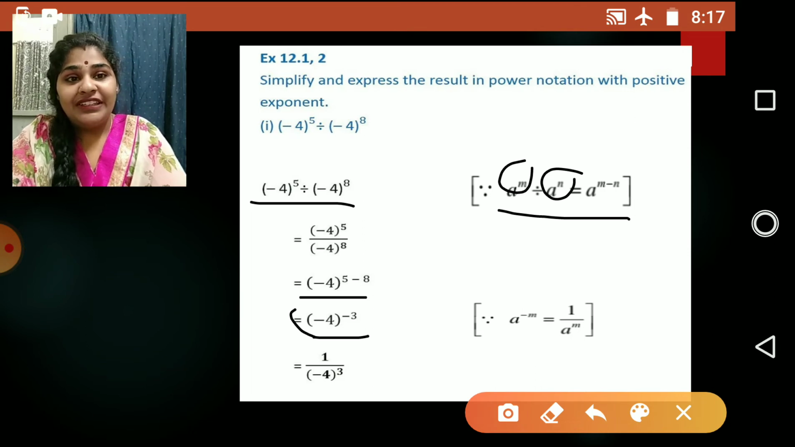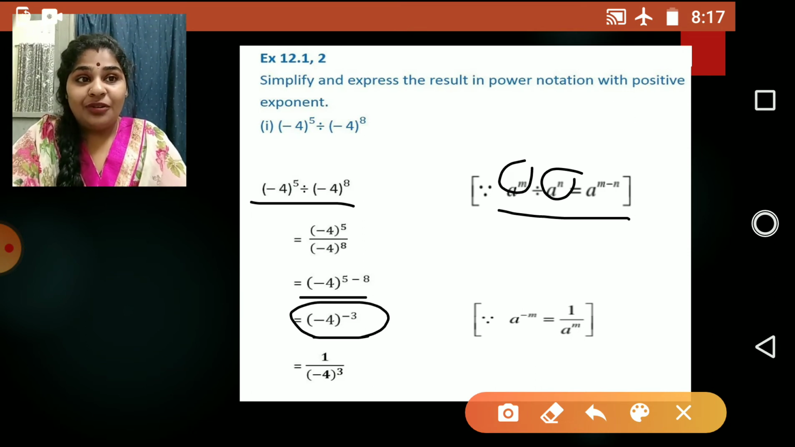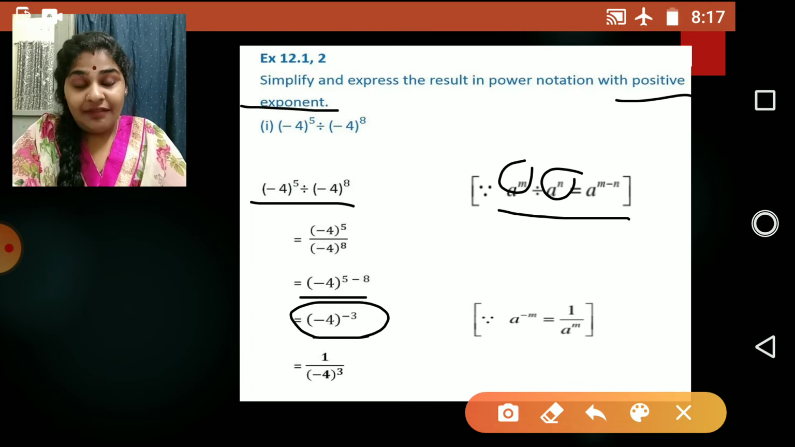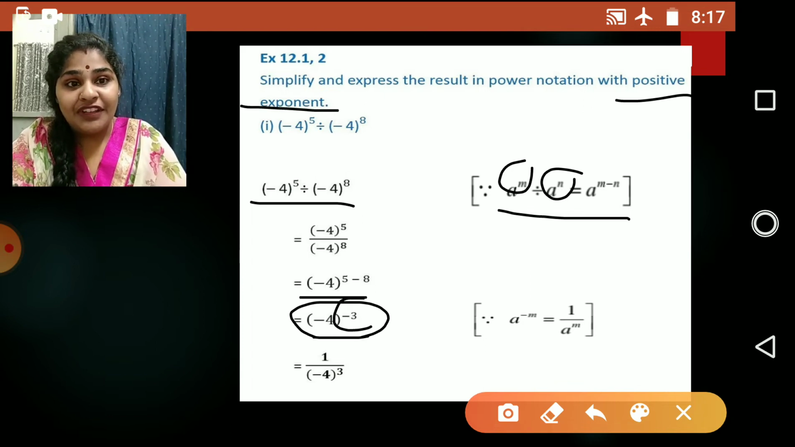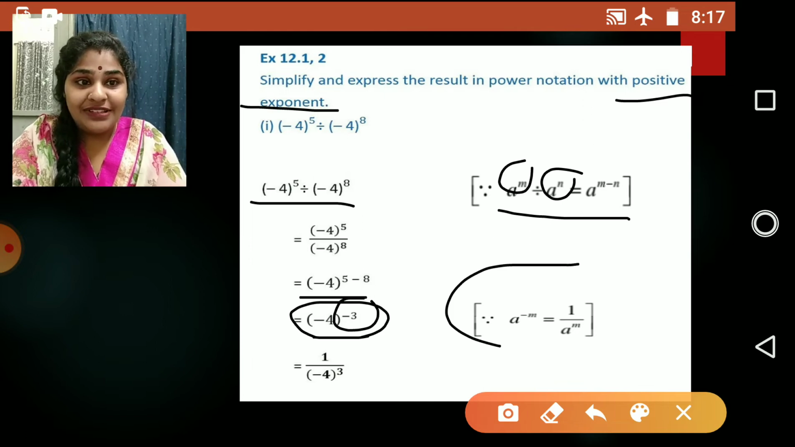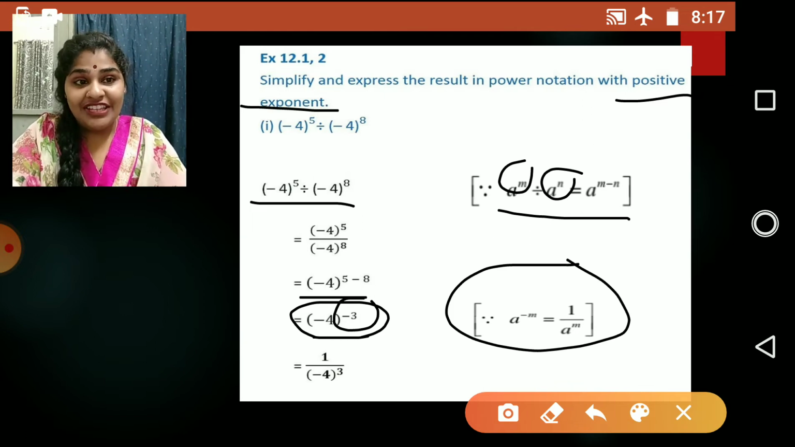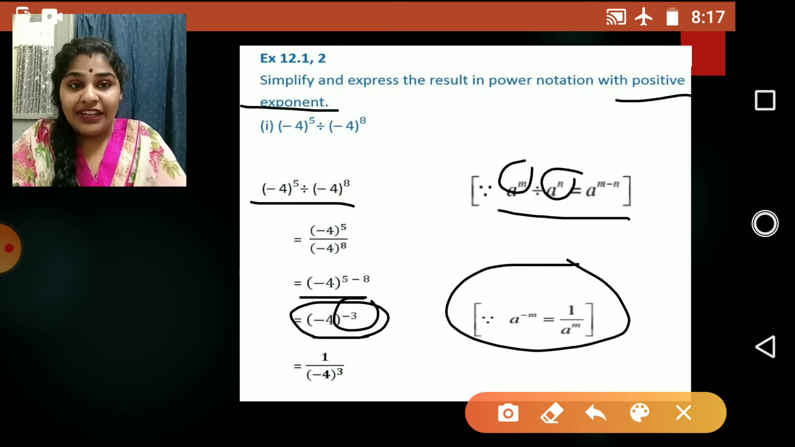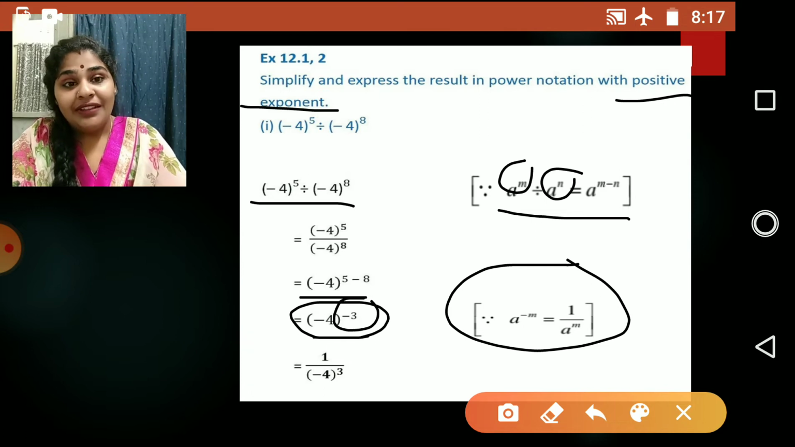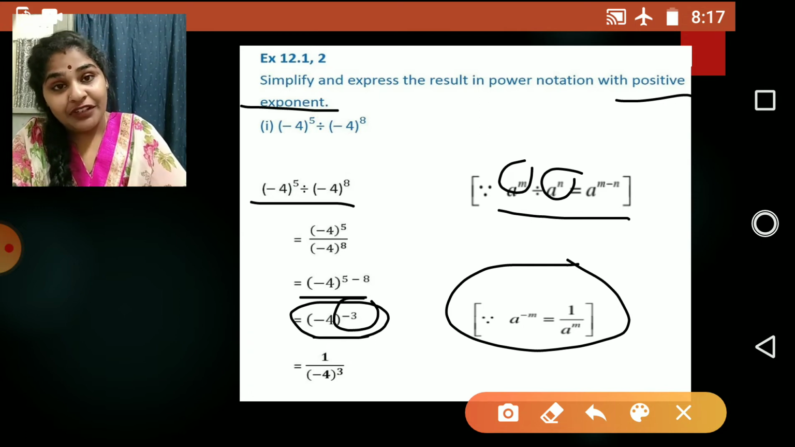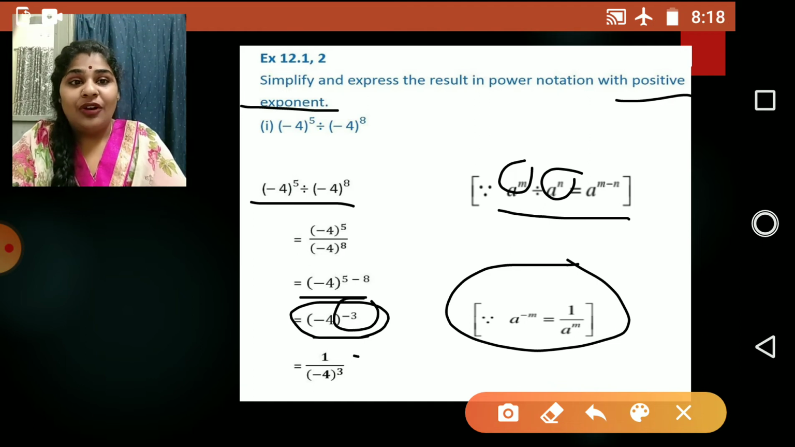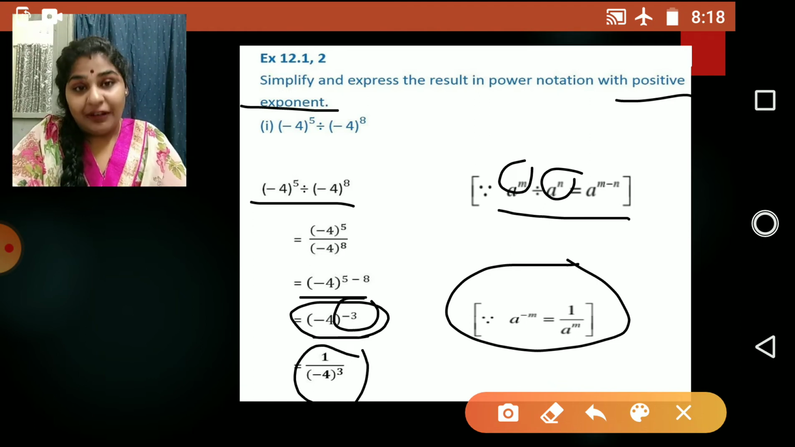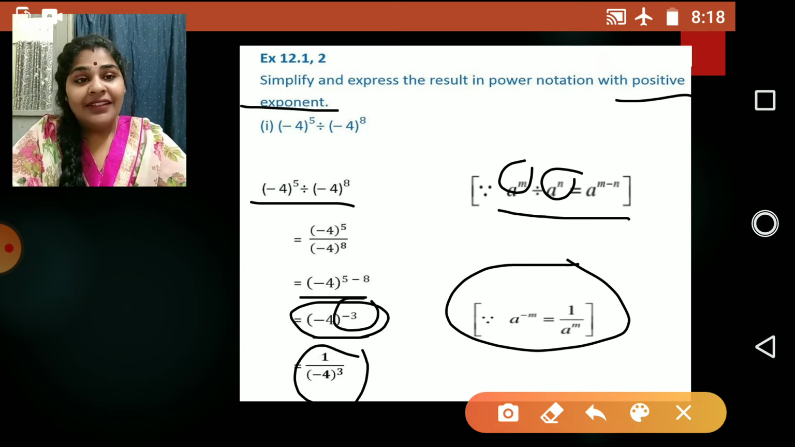Now it is already told in the question that we require the positive exponent. Here it is a negative exponent. To make it positive, we use the law a raised to minus m is equal to 1 upon a raised to m. So that is equal to 1 upon negative 4, the base will be as it is, children. The power will be changed from negative 3 to positive 3. So we got this in the form of a power notation with the positive exponent. No need to solve it further, right? They have asked for the result in the power notation only.